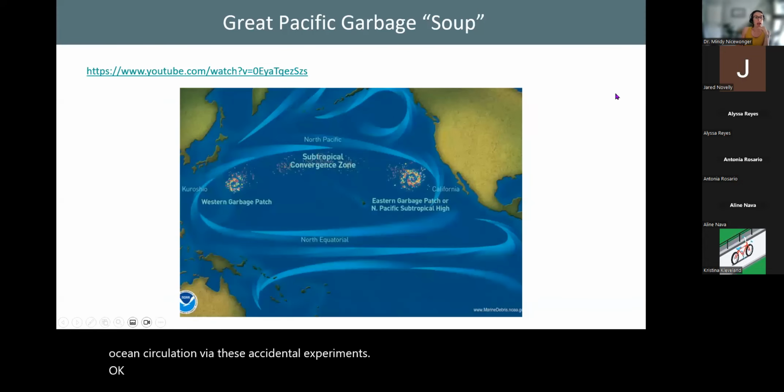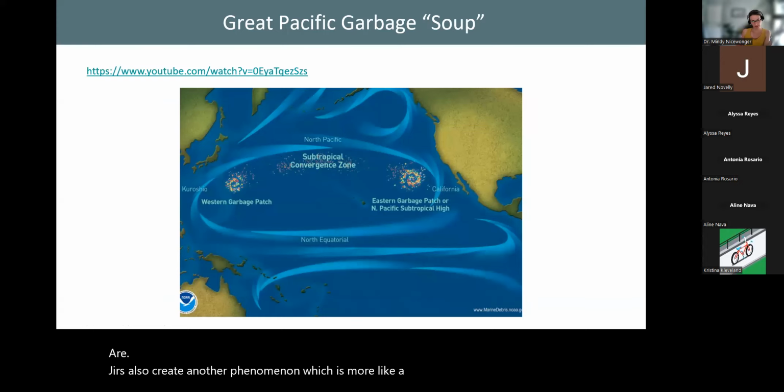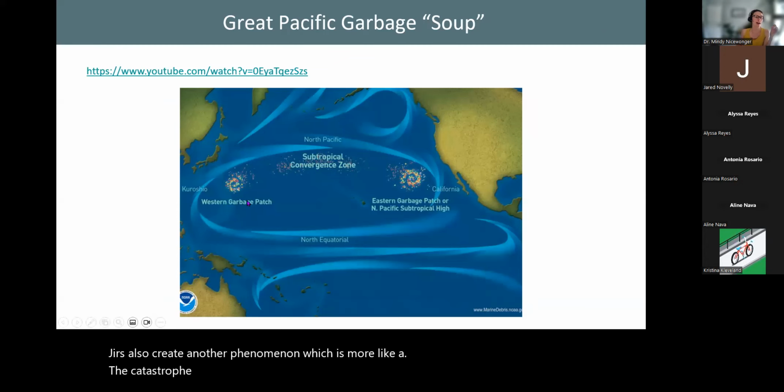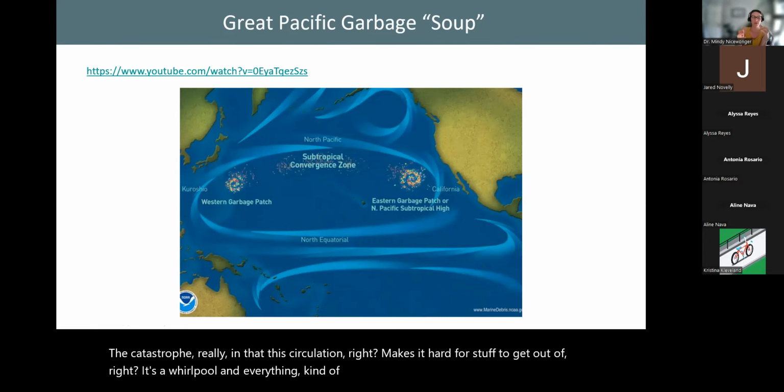Okay. And our gyres also create another phenomenon, which is more like a catastrophe, really, in that this circulation, right, makes it hard for stuff to get out of, right? It's a whirlpool and everything kind of comes into the middle.